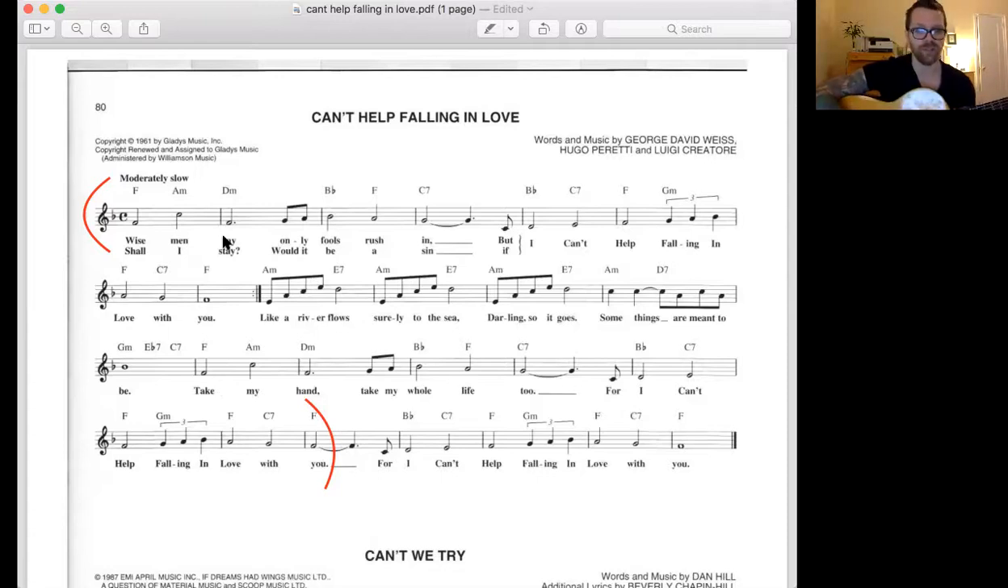So again, this bridge, 7 3 5 7 6, 7 3 5 7 6. It repeats like that, and then you get back to F major land here in the 4th measure of the bridge. And then we have this weird landing spot on 4, right?